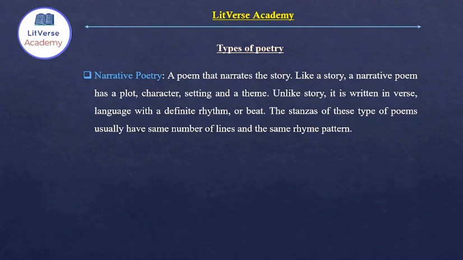One of the distinguished features of narrative poetry is its use of narrative techniques such as plot development, character development, and dialogue to move the story forward. These poems often incorporate elements of drama and suspense, engaging the reader's imagination and drawing them into the unfolding narrative.